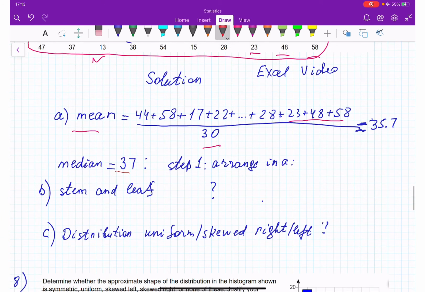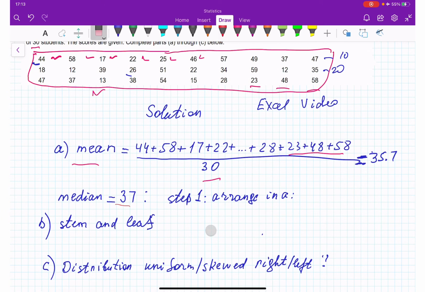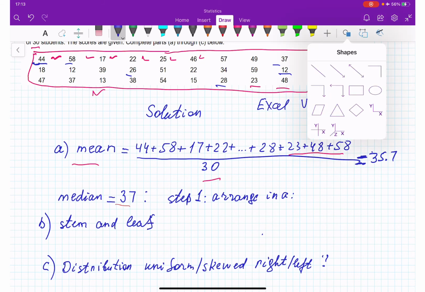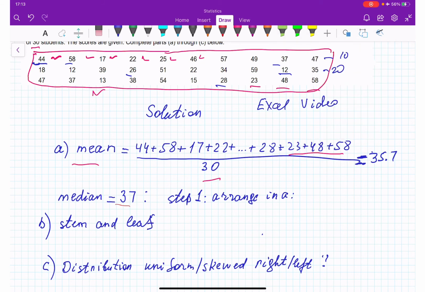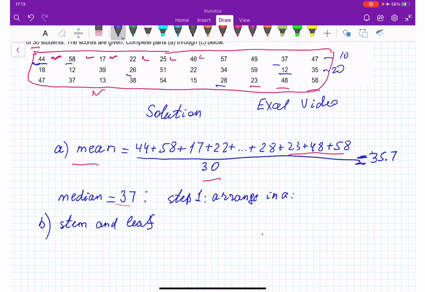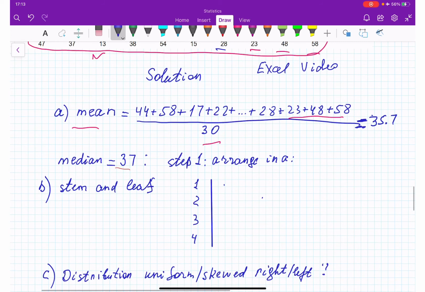Stem and leaf. Let me show you how to do stem and leaf. We have numbers that start with 1, numbers that start with 2, 3, 4, 5. I will start, the rest you will do, okay? So, a vertical line. Then 1, 2, 3, 4, and 5.